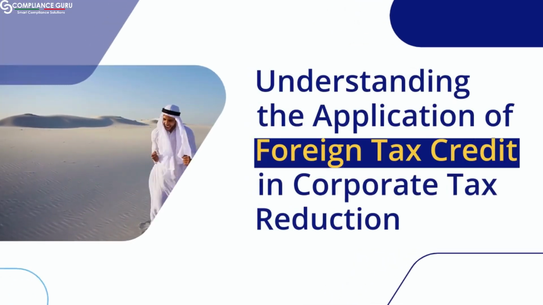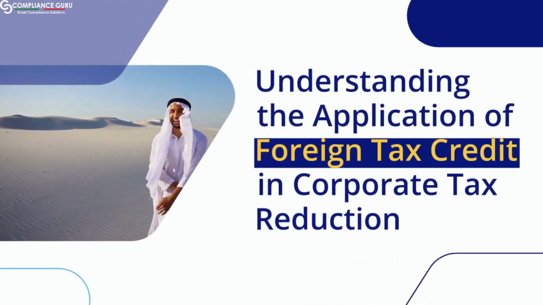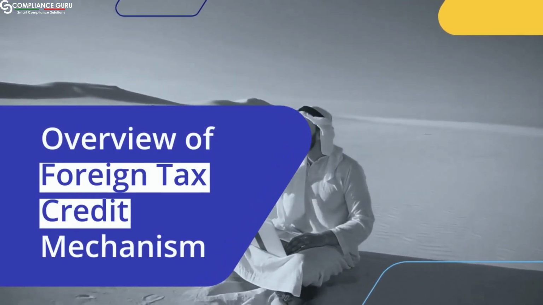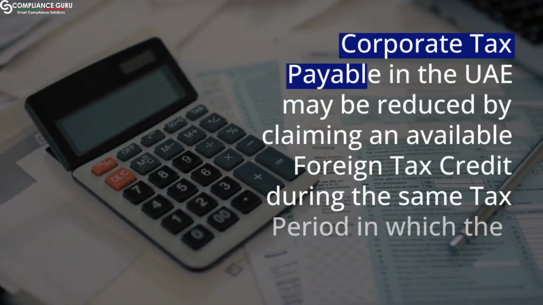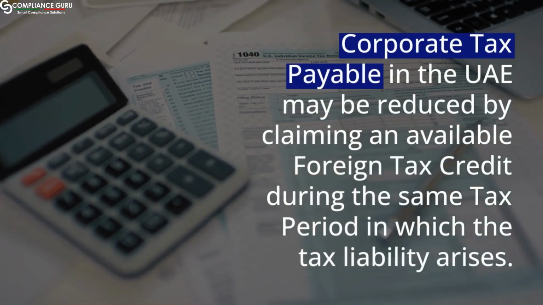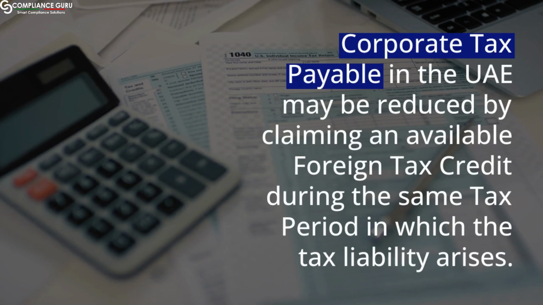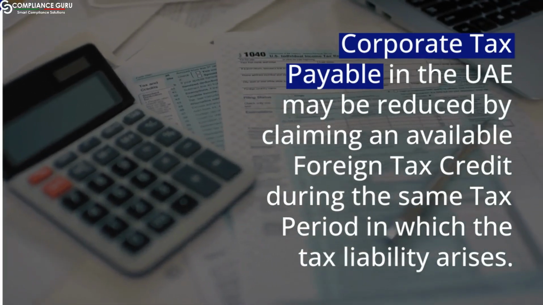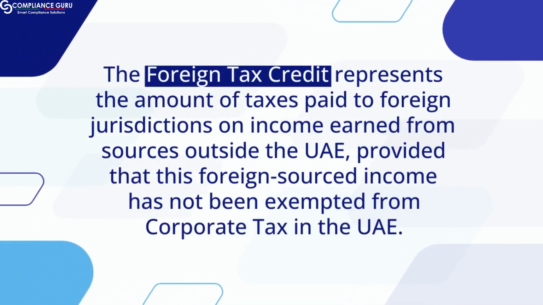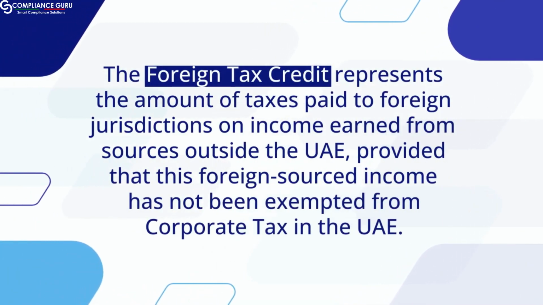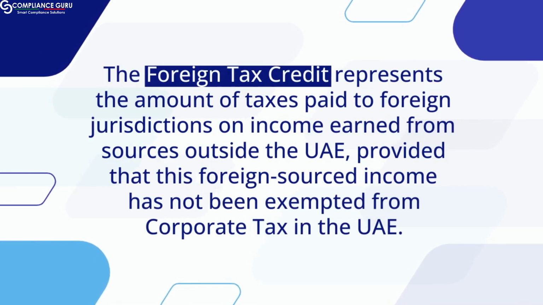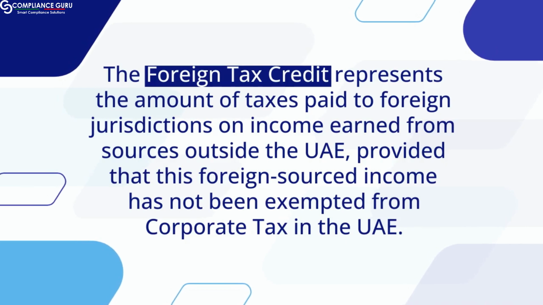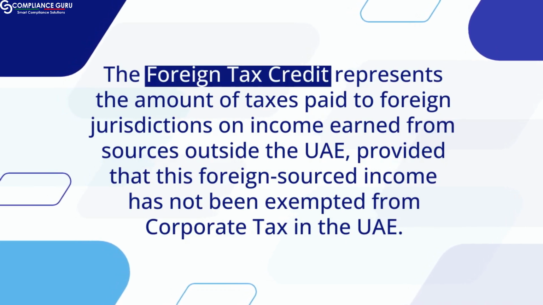Understanding the application of foreign tax credit in corporate tax reduction. Overview of foreign tax credit mechanism. Corporate tax payable in the UAE may be reduced by claiming an available foreign tax credit during the same tax period in which the tax liability arises. The foreign tax credit represents the amount of taxes paid to foreign jurisdictions on income earned from sources outside the UAE, provided that this foreign-sourced income has not been exempted from corporate tax in the UAE.